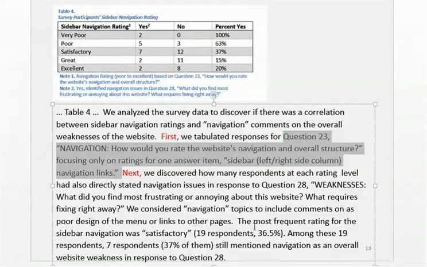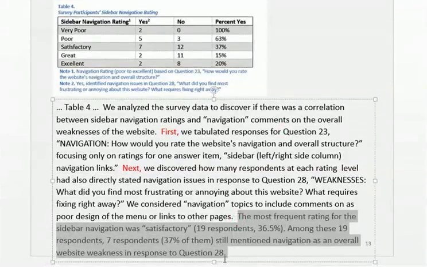It's very useful. And this one here is a good example because it pulls out one of the important features of the table. It's not going to tell us everything in the table, which is good because a table should augment or supplement the text in a paragraph. So you're only going to pull out something that's significant or worth commenting on or is an example of a pattern. And here they focus on the most frequent rating for the sidebar navigation was satisfactory. As you can see, 7 is the highest number in this column, and it aligns with satisfactory. And what it does is it pulls that out and puts it into a sentence here.